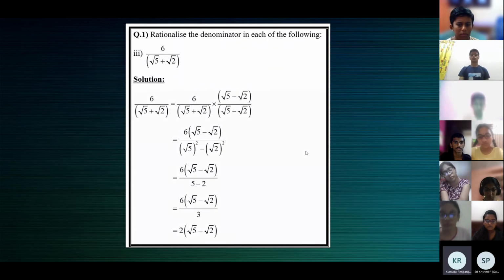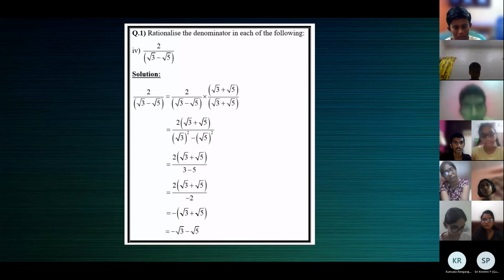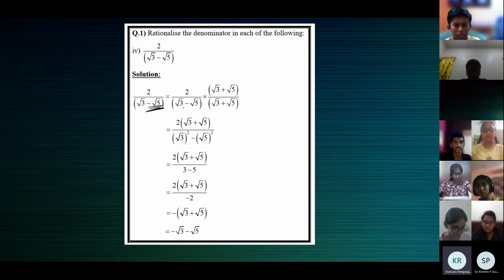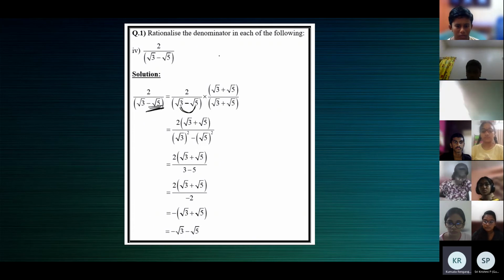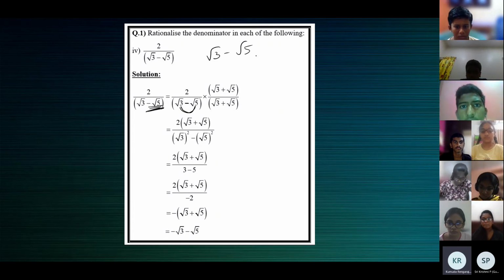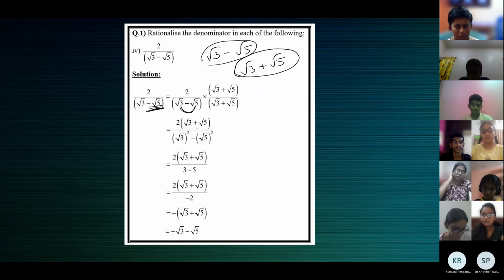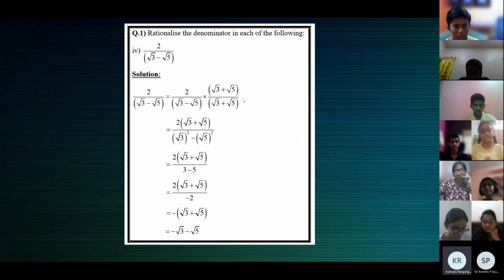All right, children. So that's about the third subdivision. Let's see the fourth one now. In the fourth one, this is the given expression. The terms here are separated by a minus sign. So the conjugate of the denominator, root 3 minus root 5, is root 3 plus root 5. So we multiply the numerator and denominator by the conjugate, root 3 plus root 5. That is the first step.